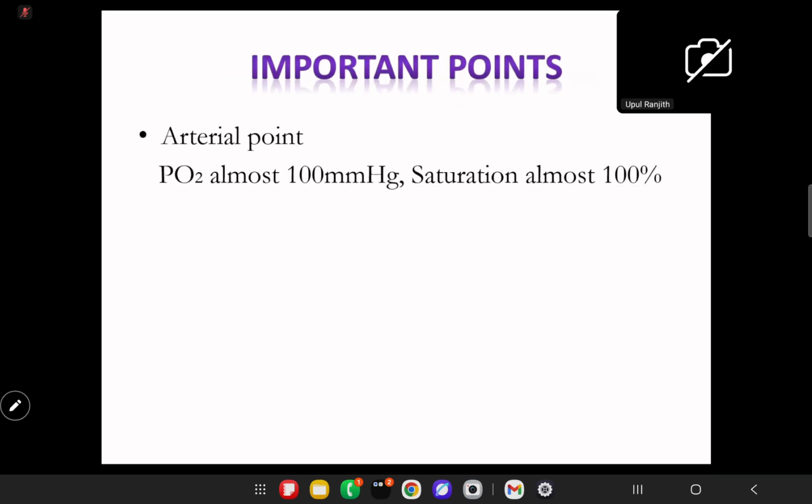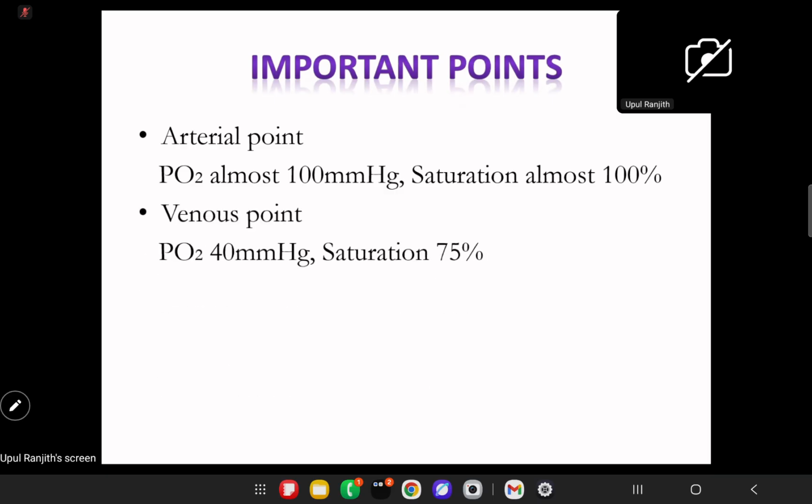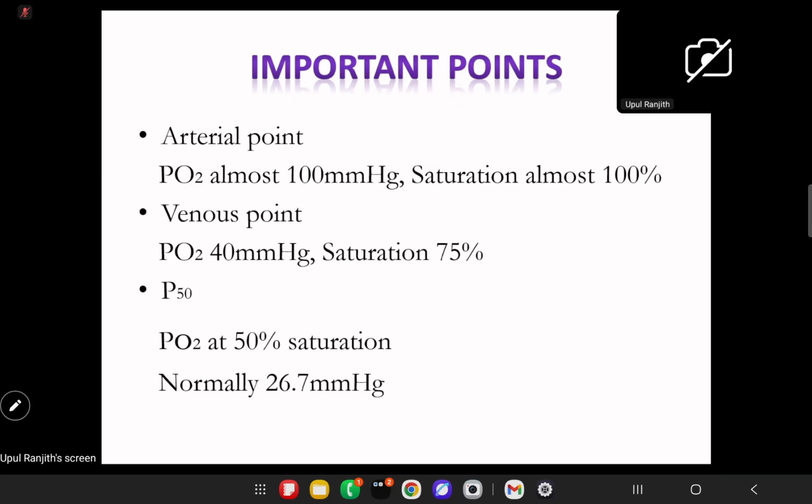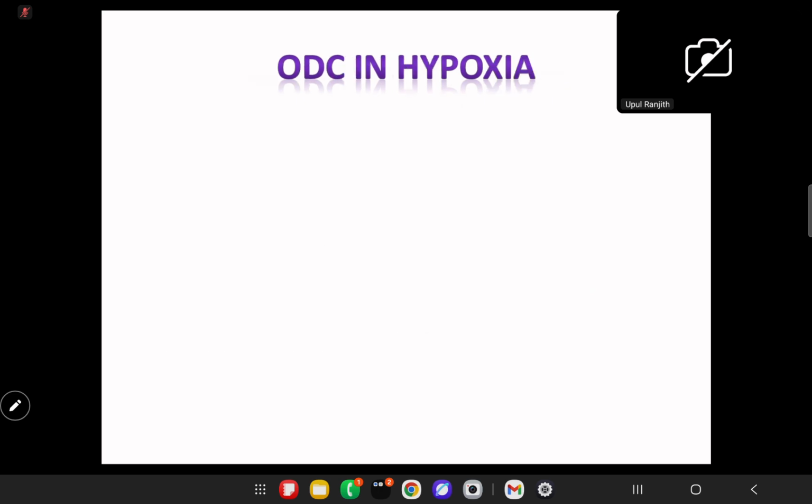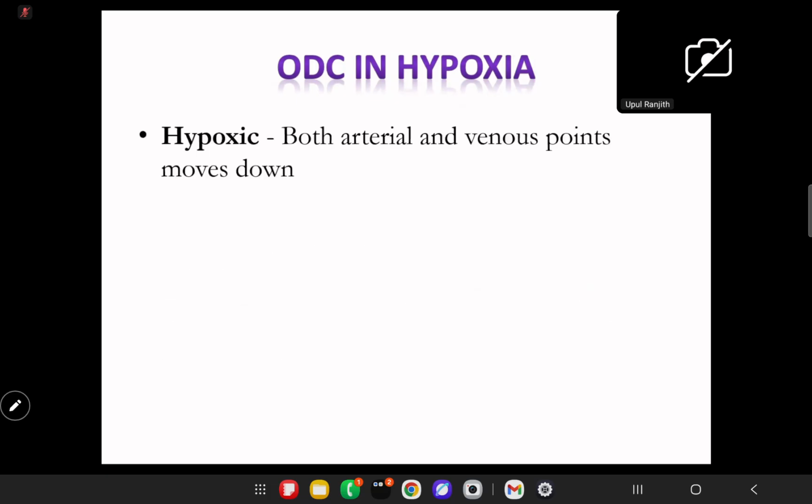Then there are important points that we have already discussed. I mentioned them earlier: the arterial point, the venous point, and the P50. These are the three important points that you have to mark and talk about.